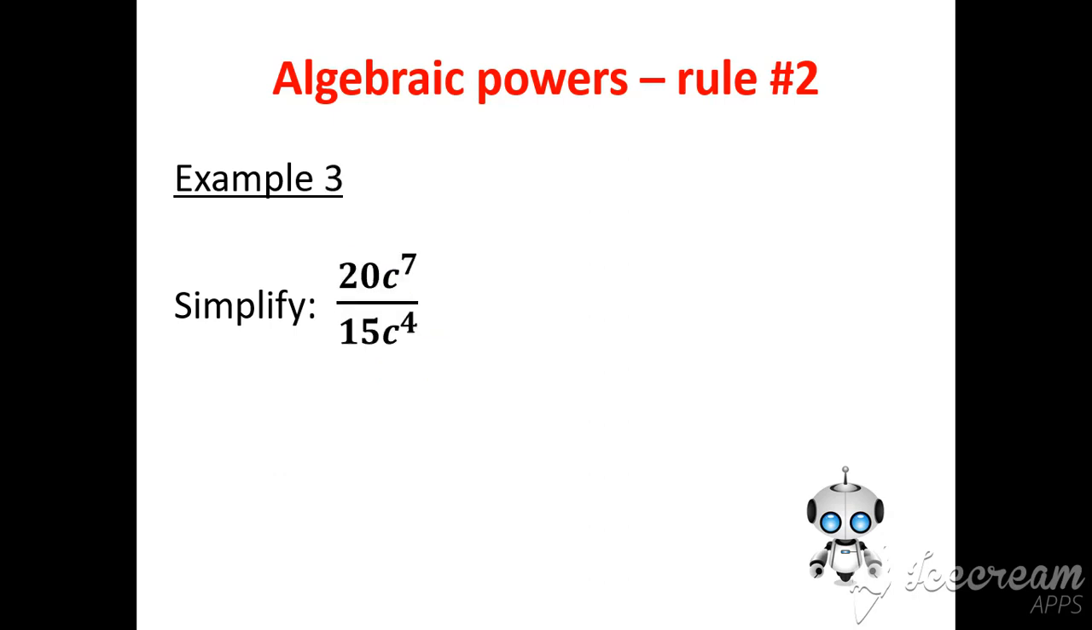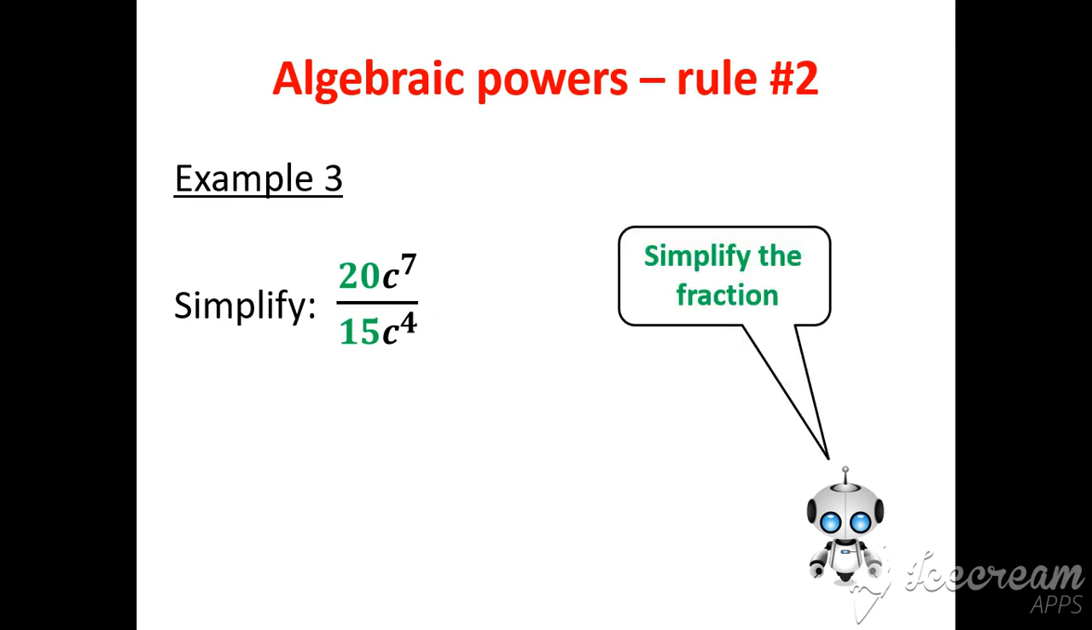All right, here's a little tricky one. Example 3, simplify 20 times c to the power of 7 divided by 15 times c to the power of 4. If we try and divide our coefficients, 20 divided by 15, it's not going to give us a whole number. It's going to give us a decimal. And we try to avoid decimals in algebra if we can. So it's not the best way to do that.